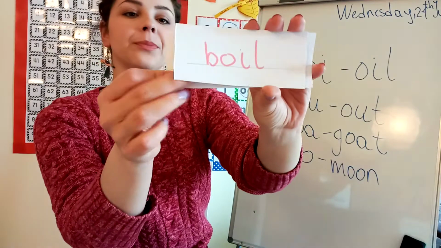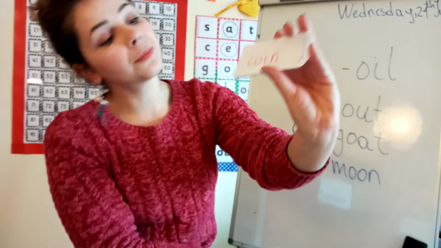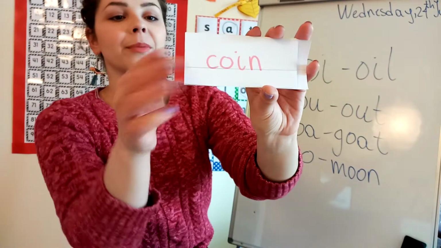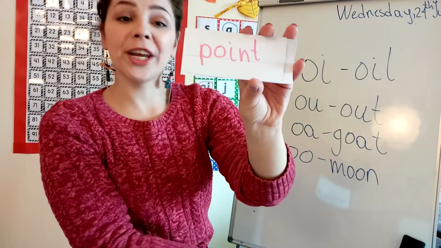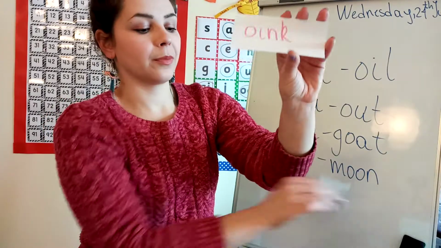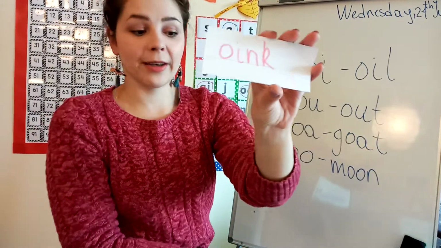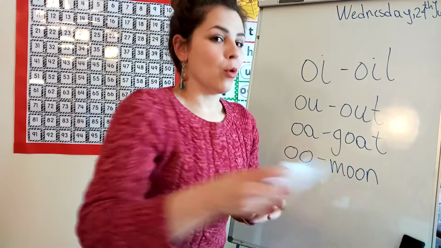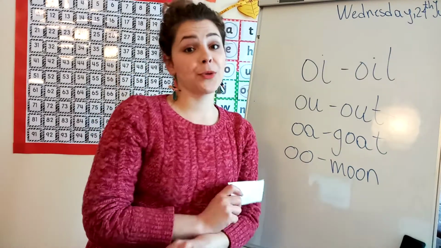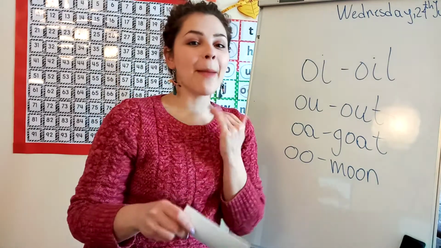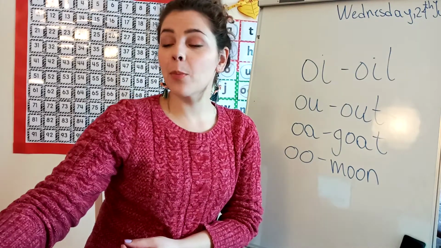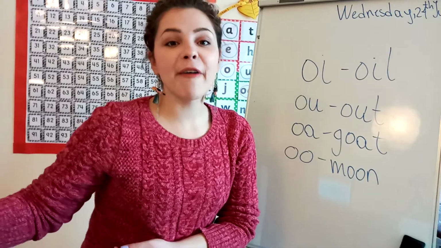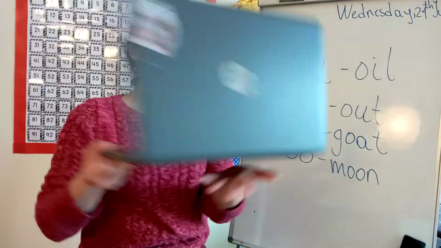So one more time, the words are oil, boil, coin, point, and oink. Now, if you could read these words, that means that you're perfectly ready to find out about some more words that have the sound oi in them, okay?